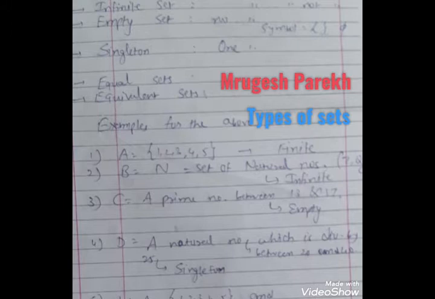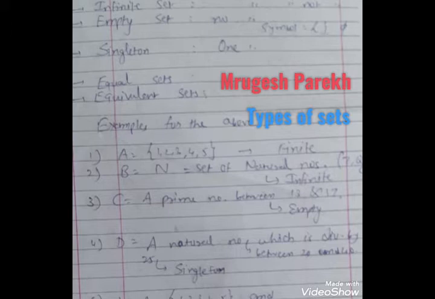And then set A equal to a, b, c and set B equal to 1, 2, 3, then both sets have the same number of elements, 3 each, but the elements are not the same, so we say that these two sets are equivalent sets. There is a difference between equal sets and equivalent sets. So you have to remember this difference between equal sets and equivalent sets.